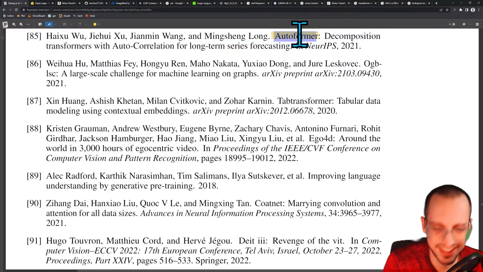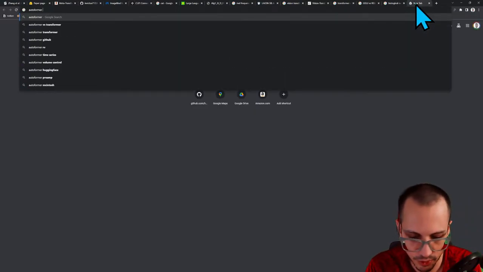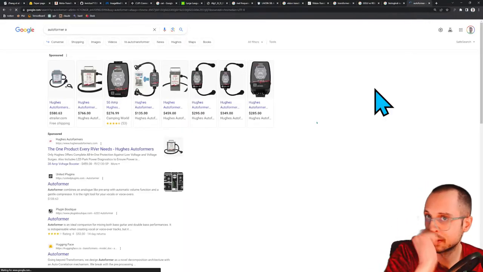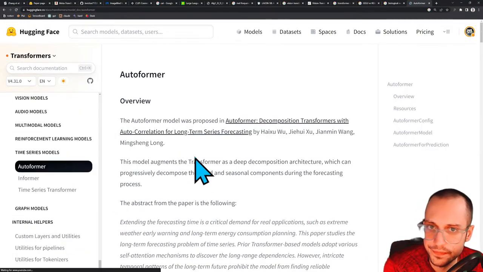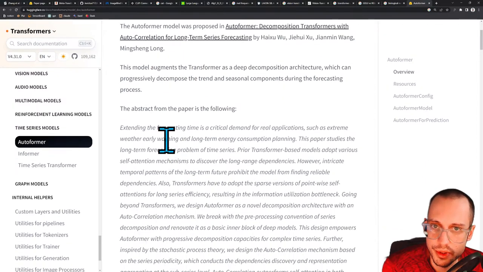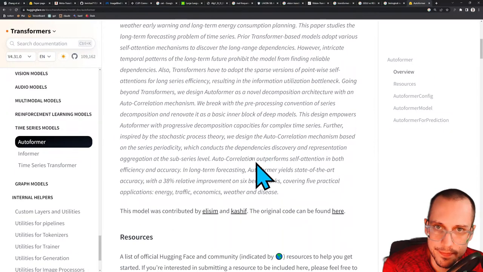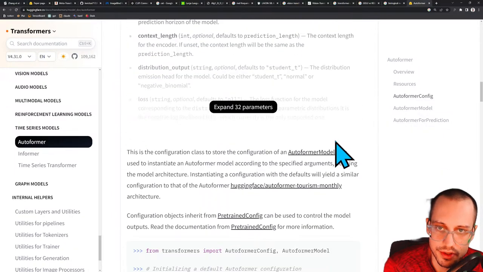AutoFormer. This model, blah, blah, blah, proposed. Extending forecasting time, studies, blah, blah, blah. We design AutoFormer, a novel decomposition architecture with an autocorrelation mechanism. Okay, so this is what they're using for the time series.